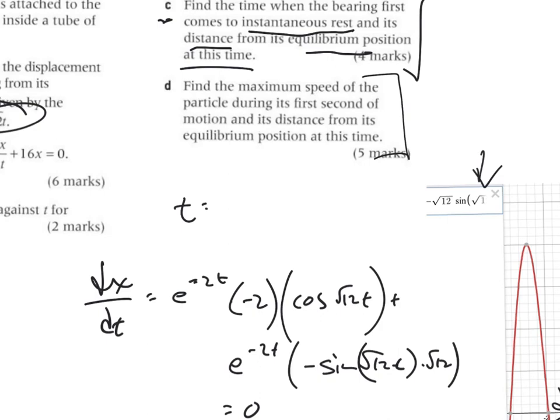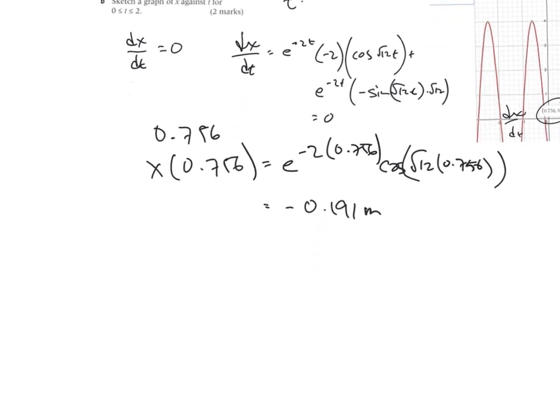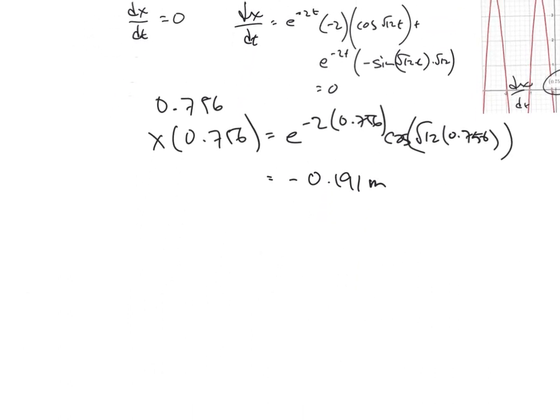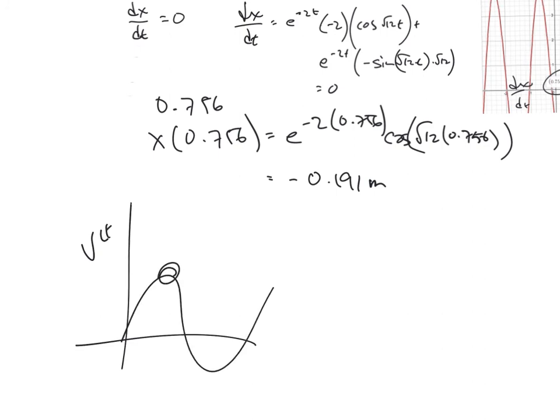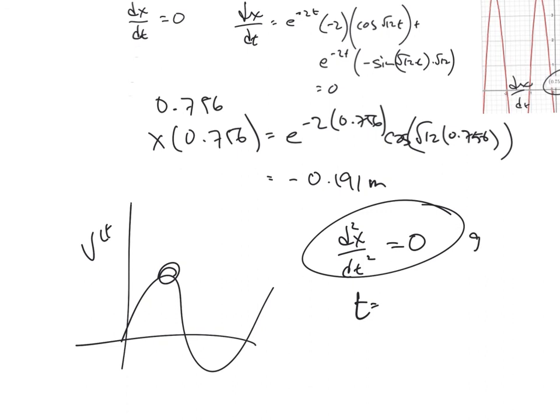When we go on to D part, find the maximum speed of the particle during its first second of motion. So if I want the maximum speed, so if here is my velocity curve, this here is the maximum. So that means when is the second derivative, which we found in A part, equal to 0? You find the t value. I will solve this with the graph. Find the t value, which I know is 0.151 from the answer sheet.